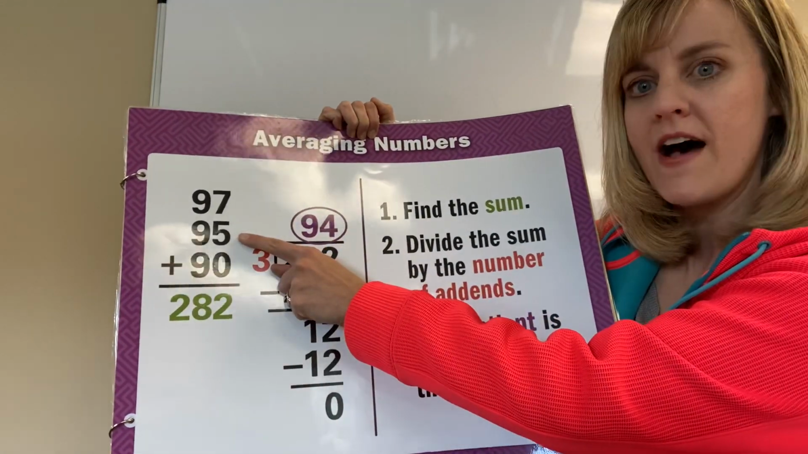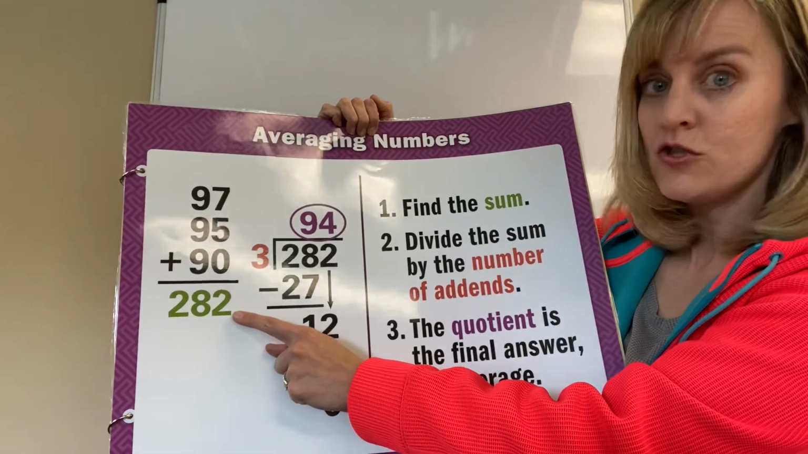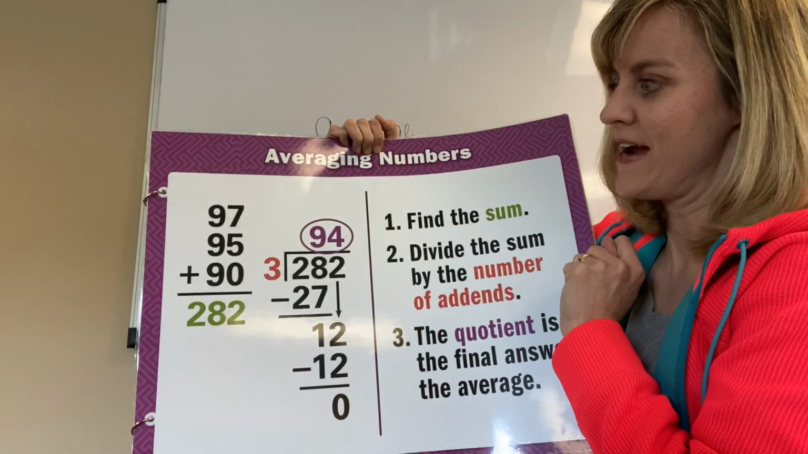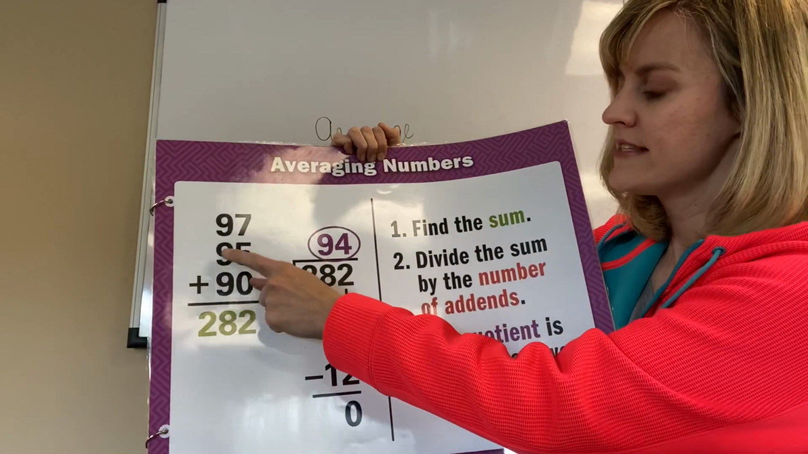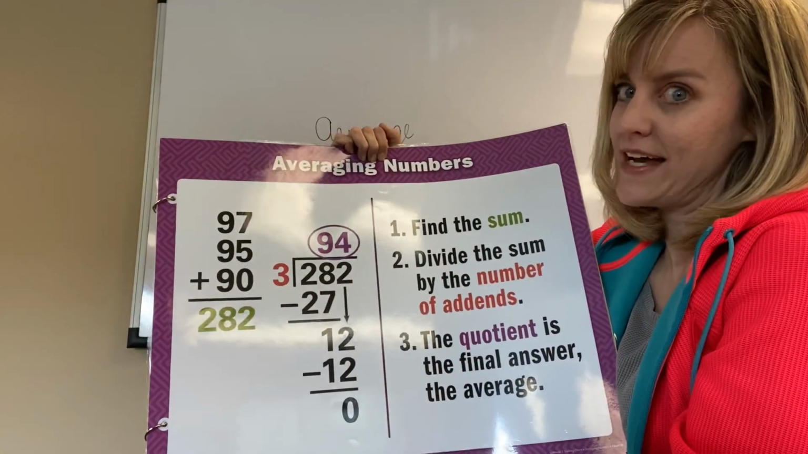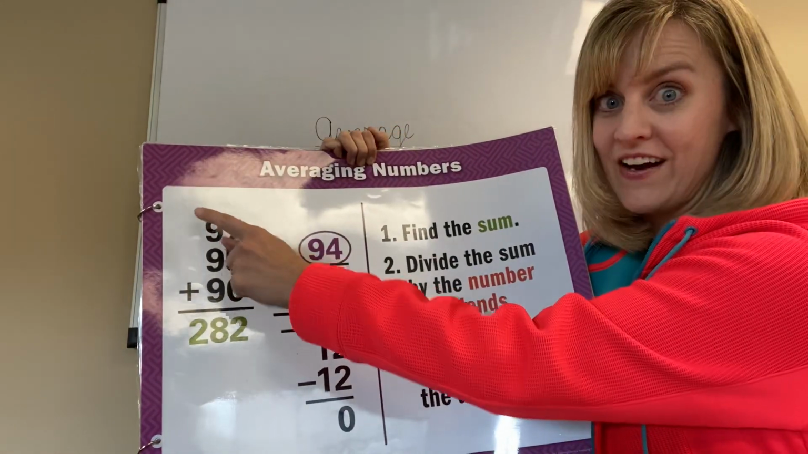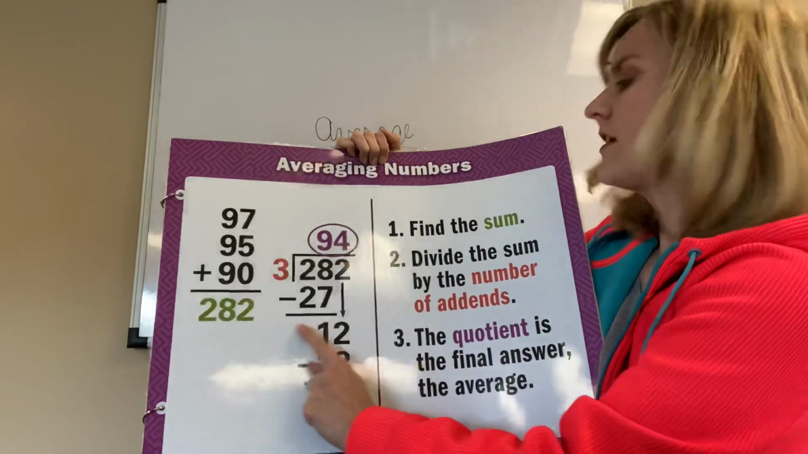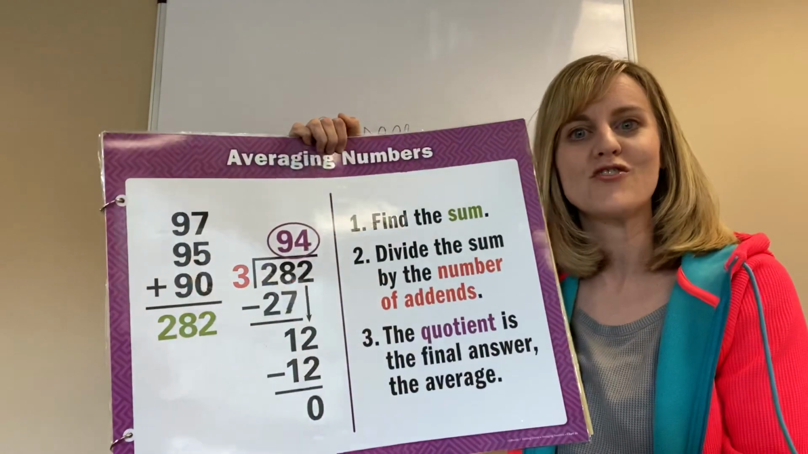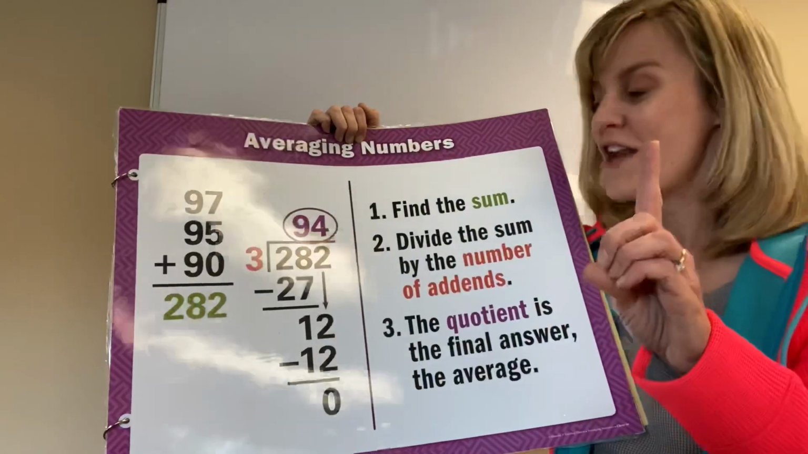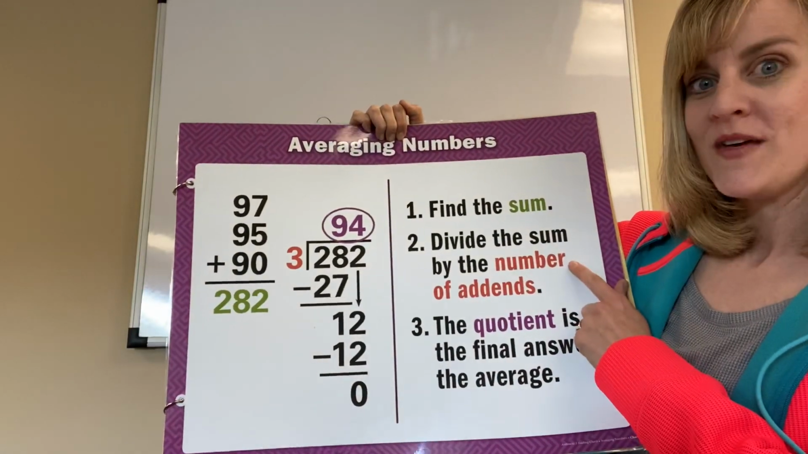What is 7 plus 5? 12. You put the 2 and carry the 1, right? Okay, then you have 9 plus 9 plus 9. That's 3 times 9. What's that? 27. Okay, plus the carry is 28. Okay, now are we done? Is your average 282? No, that's not a grade. There is another step. Look at step 2.